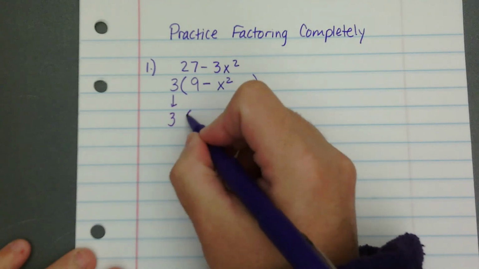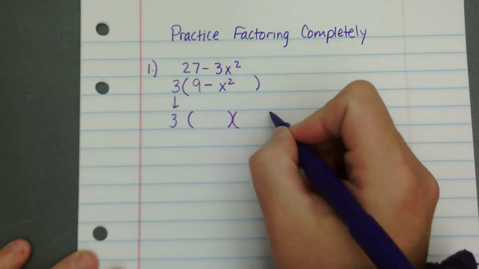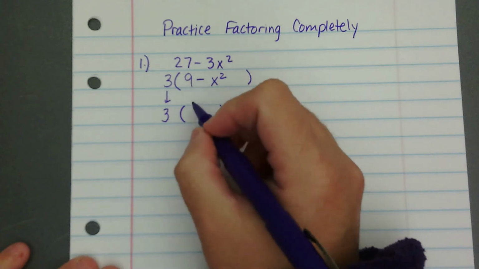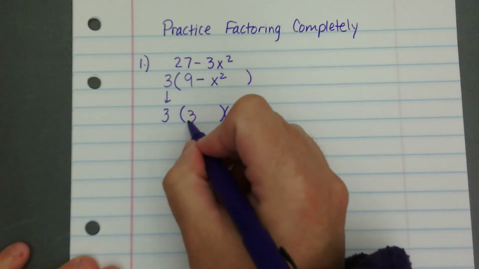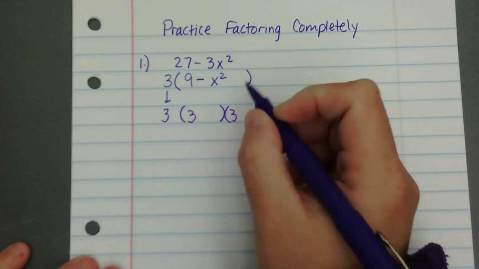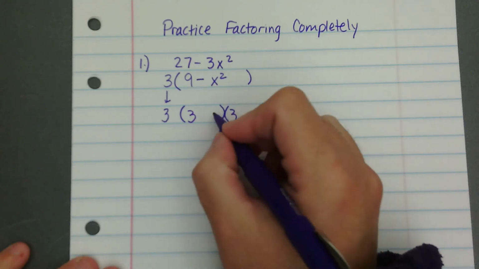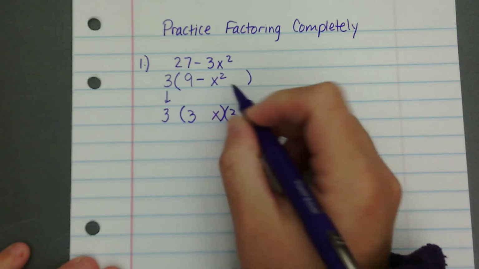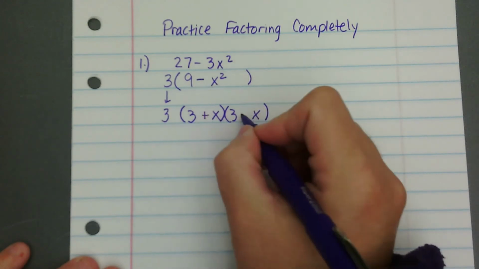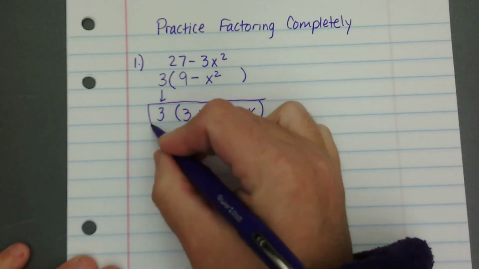I'm going to make 2 sets of parentheses. And the square root of 9 is 3, so that has to go in the first 2. X is going to be put in the second 2. And the minus sign means plus and minus. Here's your final answer.